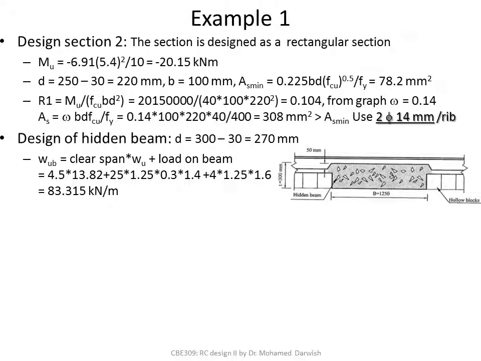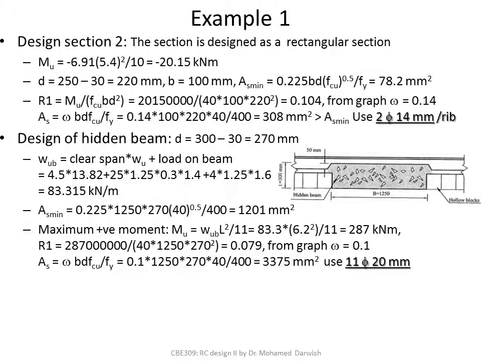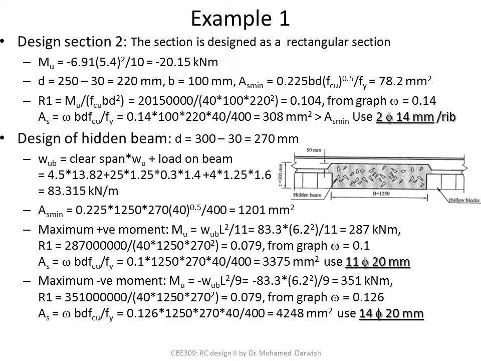Designing the hidden beam is like any beam. So simply it's receiving the loads from the sides. So you'll multiply the clear span times W alternate plus the load on the beam. Then you will calculate the positive moment, which is WI squared over 11. Then you'll find you need 11 phi 20 millimeters on the positive side. On the negative side, you needed 14 phi 20.